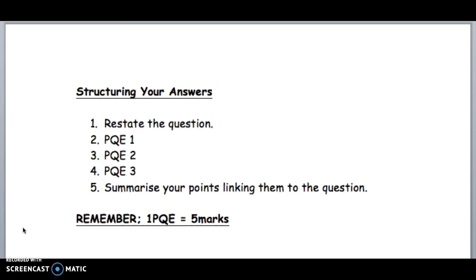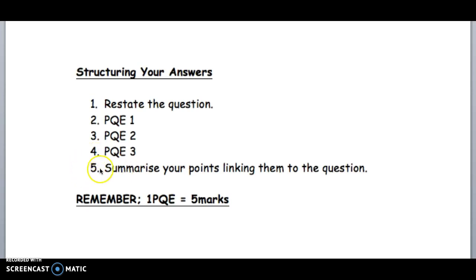For that, you would be expected to restate the question. This single sentence summary of the question should form its own paragraph. It should be followed by 3 individual PQEs. Remember, P for point, Q for quote, and E for an explanation. One sentence is fine for both the P and the Q, but for the E, 2 or 3 may be required. Lastly, the final and 5th paragraph will summarize your points.